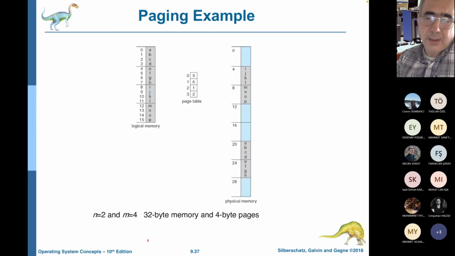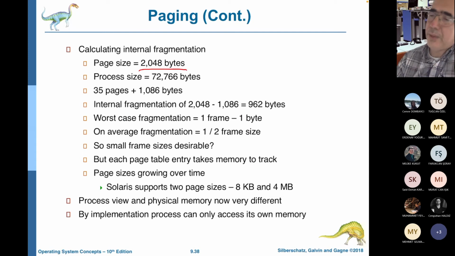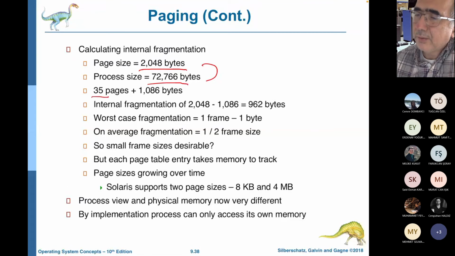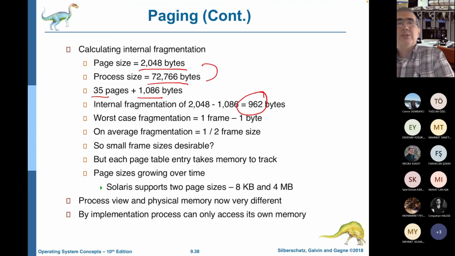That's another example. This is from the book. How much fragmentation can happen when you have, for example, 2K pages, and when you have a 72K program or process size? It will occupy 35 pages plus 1000 bytes. Therefore, 962 bytes are not used, and it goes into internal fragmentation.